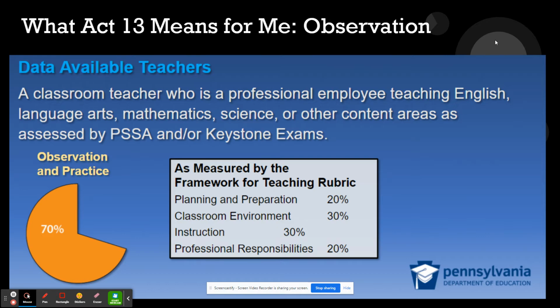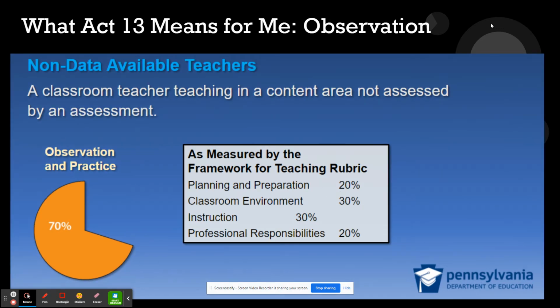The first part that you all have will be the observation piece. That is the formal observation when your principal schedules with you. You talk about the four domains. Planning and preparation is 20% of your eval. Your classroom environment is 30% of your eval. Instruction is 30%, and professional responsibilities is 20%. That makes up your whole observation and practice. That doesn't change. The only addition is a higher percentage in your overall pie at the end of the day.